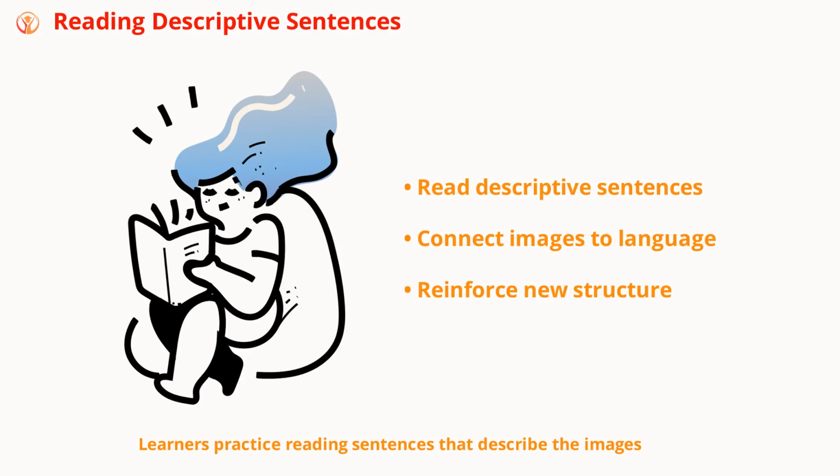Learners practice reading sentences that describe the images, such as, "The boy is riding a bicycle," and "The teacher is writing on the board." Because the vocabulary and context are familiar, the new grammatical structure remains understandable and accessible. This step reinforces the connection between language and meaning.